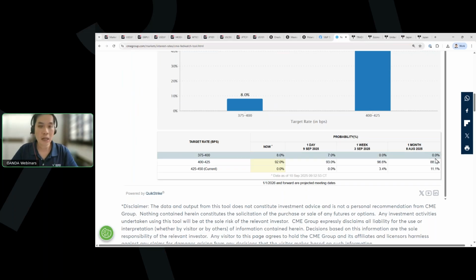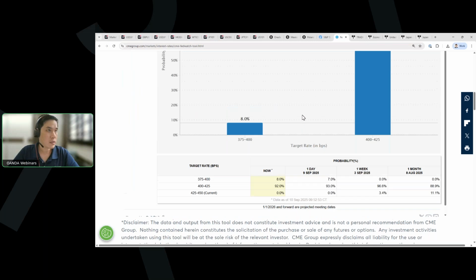So this slight chance of a 50 basis point cut only materialized last Friday after that lackluster August payroll data, and it stabilized around this 8% to 7% level after the release of the weaker, lackluster PPI data that was released yesterday.